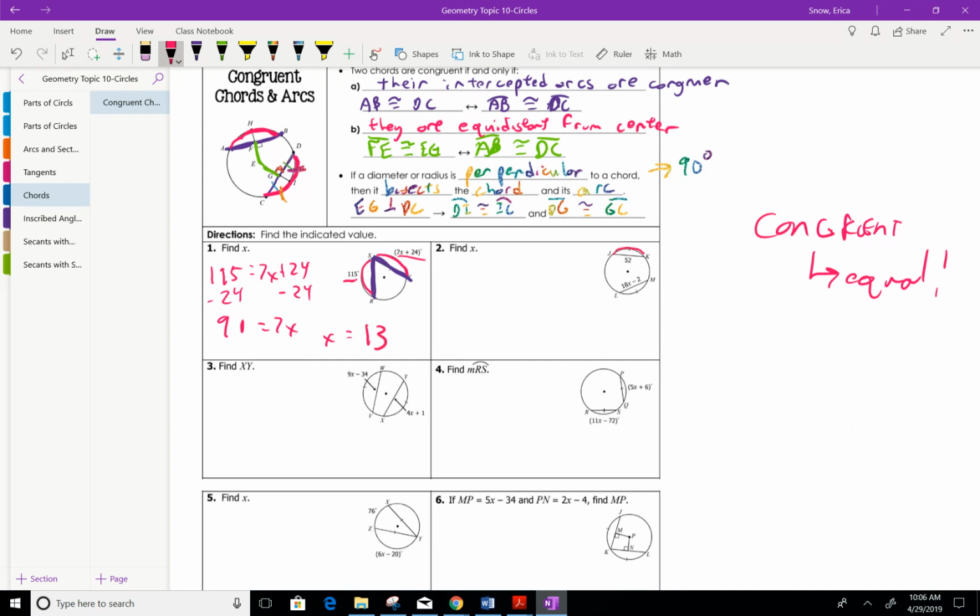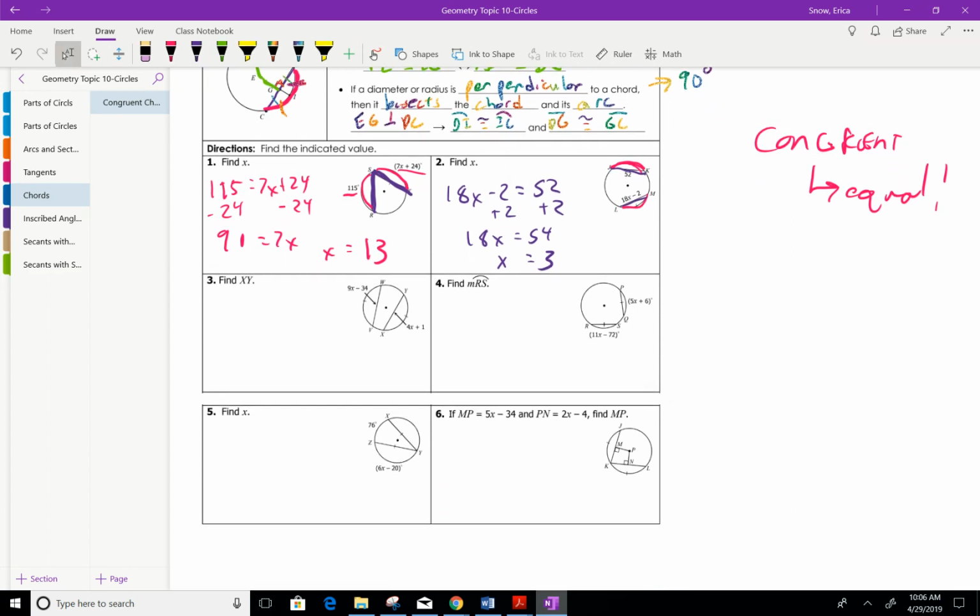Same thing here. They've marked the chords congruent, they've marked the arcs congruent, so the chords are congruent. So 18x minus 2 equals 52. So 18x equals 54. So x is 30. Now, these we have to take one step further. So they've marked our arcs congruent. They're pointing out that the chords are those, so we're going to set them equal. 9x minus 34 equals 4x plus 1. 5x equals 35. So x is 5.